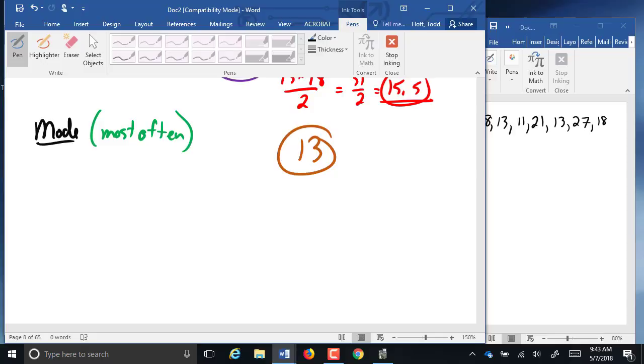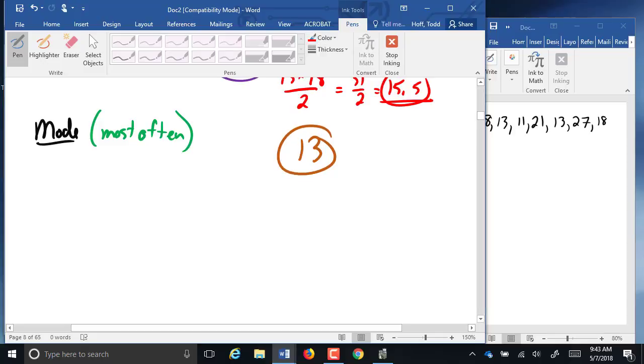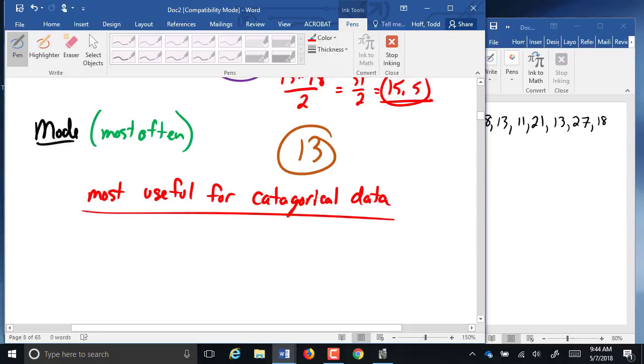Now, to be honest, the mode is not really useful for numerical data. The mode is usually the most useful for categorical data. The reason for that, you can't find a mean or a median for categorical data. What's the mean of the colors red, green, and blue? Not possible, is it? But you can find the mode. You can look and see which one occurred the most often. So that's really where the mode is used, in categorical data.